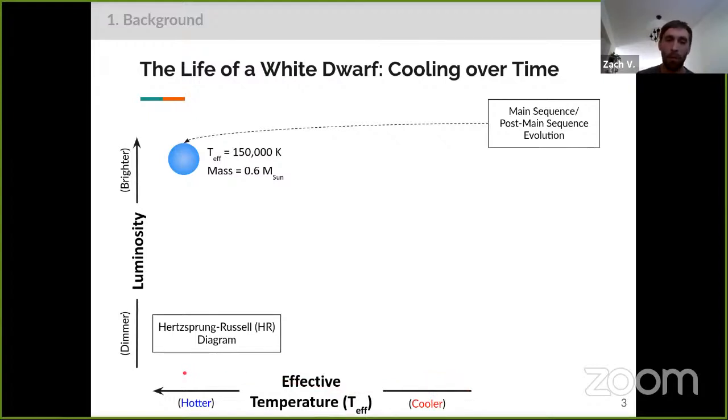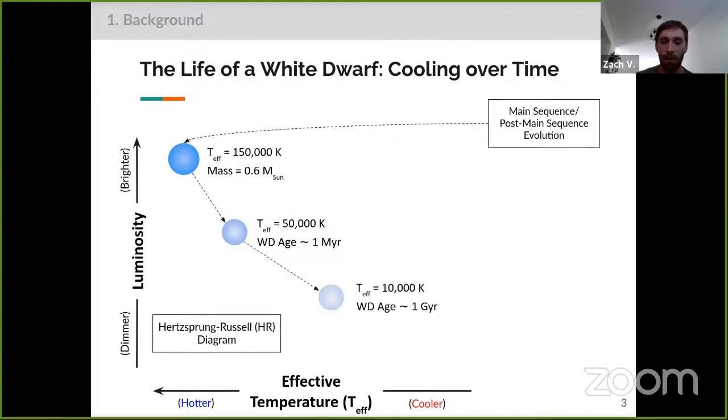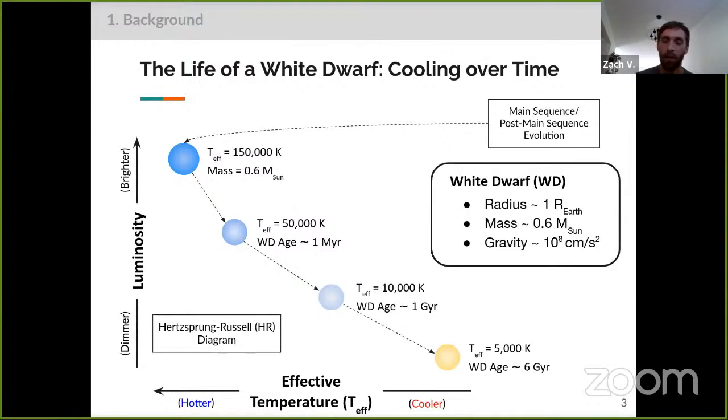And once a white dwarf is born, its evolution is relatively simple. It just radiates away the heat that it's left with into space and cools over time. So after about 1 million years, it gets down to 50,000 Kelvin. 1 billion years, it's around 10,000 Kelvin, and so on. The coolest white dwarfs to date are around 4,000 degrees Kelvin. They've taken anywhere from 5 to 10 gigayears to get there.